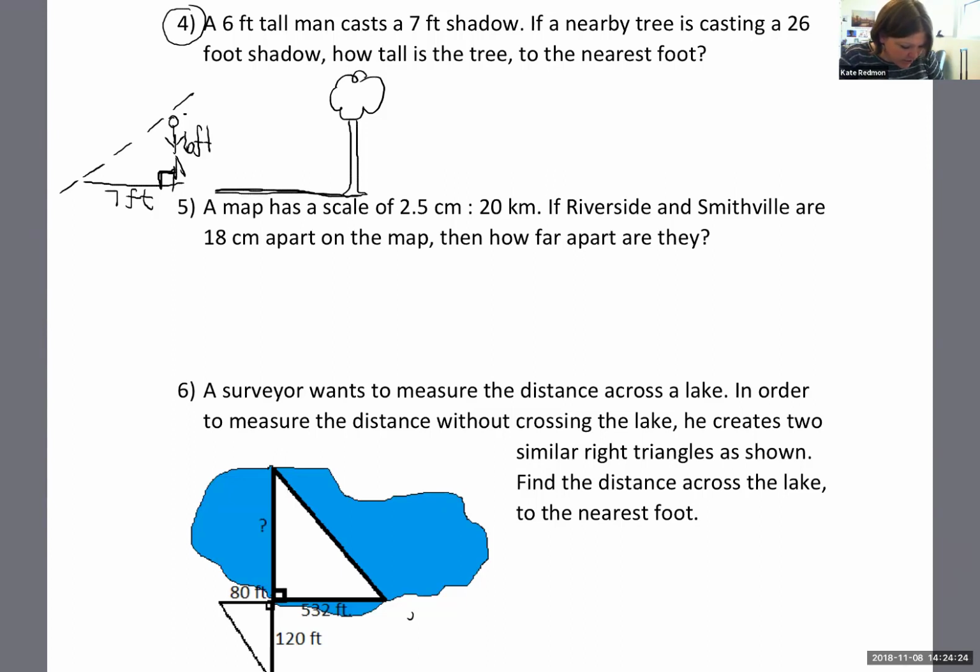The tree's shadow, we said, was 26 feet. Now, if the tree is nearby to the man, the sun is going to be at the same angle, meaning I just created similar right triangles. Now, I don't know how high the tree is, but I have enough information to figure it out. The relationship of the man to his shadow is going to be the same as the relationship of the tree to its shadow. So the relationship of the man's height to his shadow is going to be equal to the relationship of the tree's height, I don't know it, to its shadow.